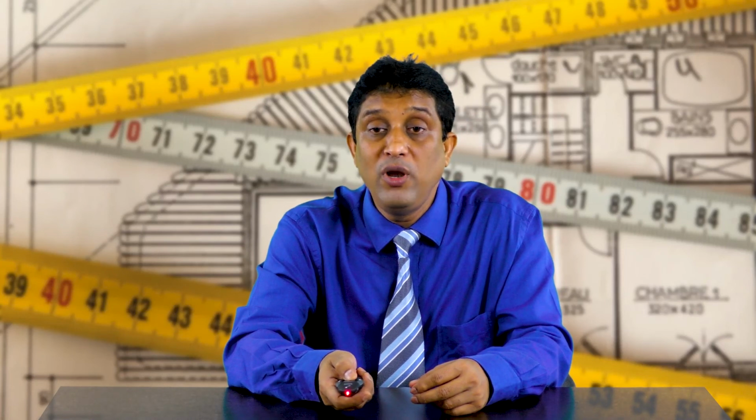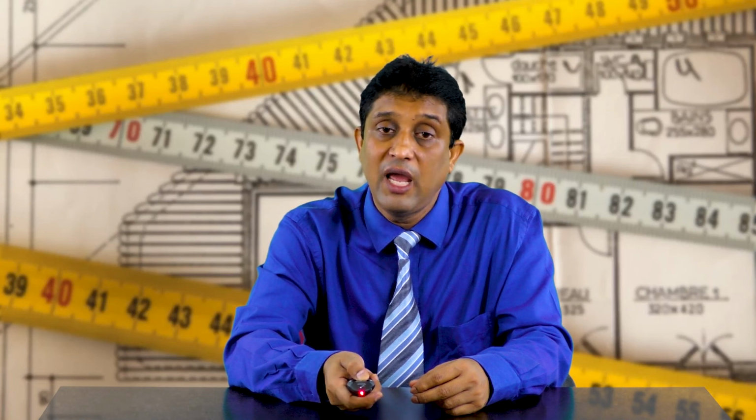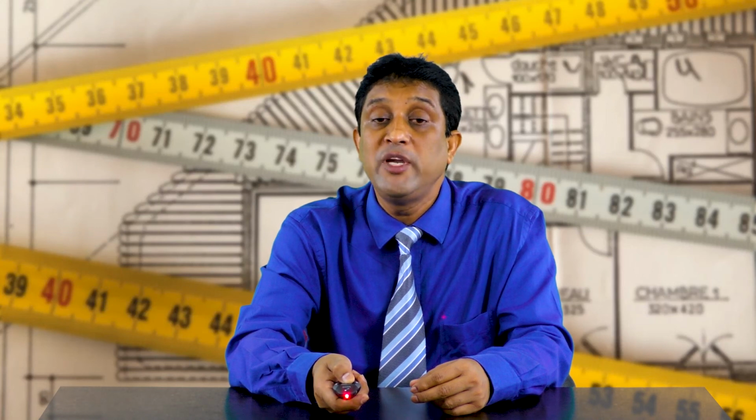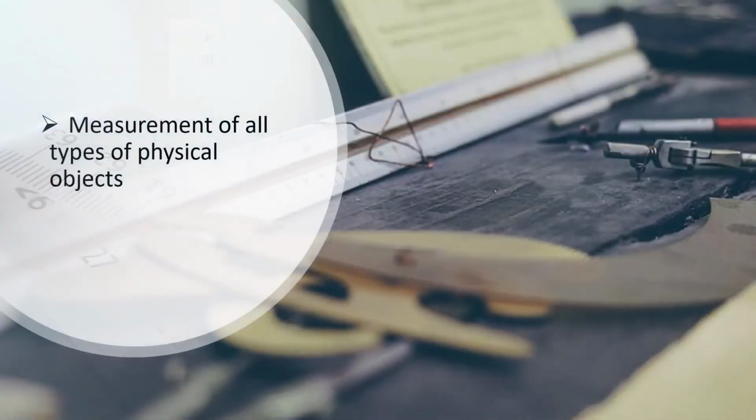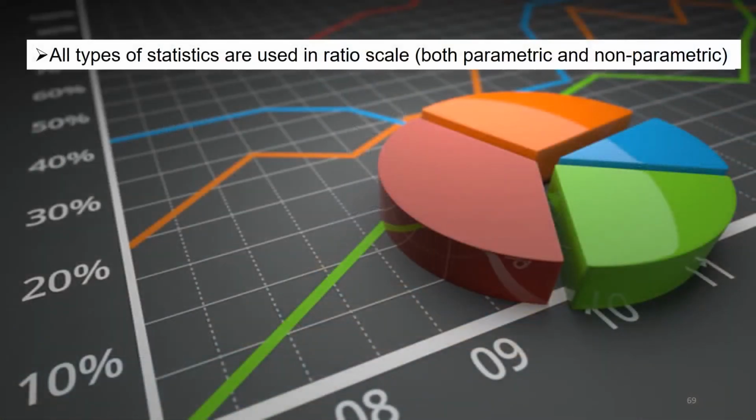Then measurement of all types of physical objects can be done, and all types of statistics are used in ratio scale, both parametric and non-parametric. So all types of statistics can be used in ratio scale. Whatever statistics we are using in the educational field, and at the same time in physical measurement, come under the ratio scale.